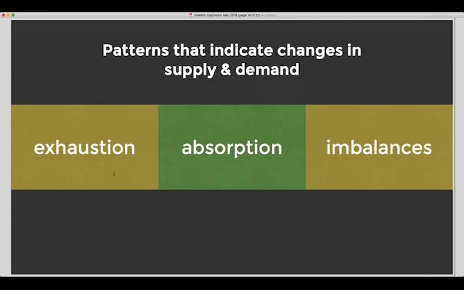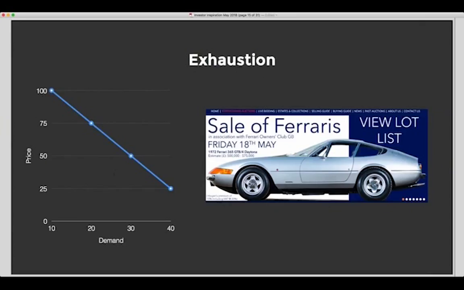Let's start with exhaustion. Well, you know what? Part of this, the clue is maybe in the name. Exhaustion occurs when we start to run out of buyers or we start to run out of sellers. So as prices go up and we get fewer and fewer people willing to buy, we experience exhaustion. We're running out of buyers.